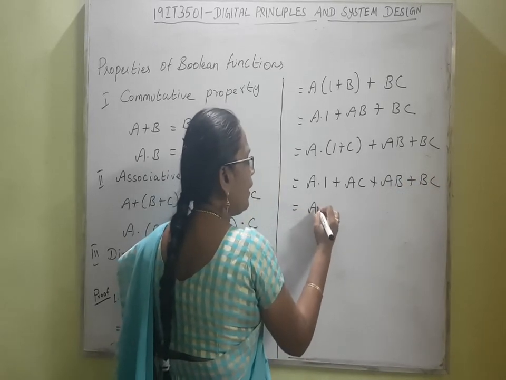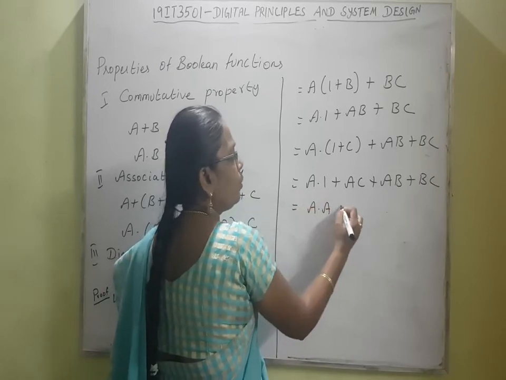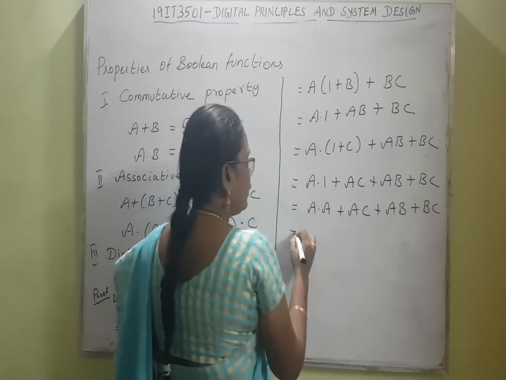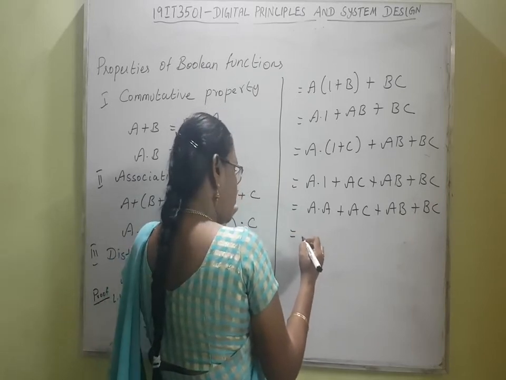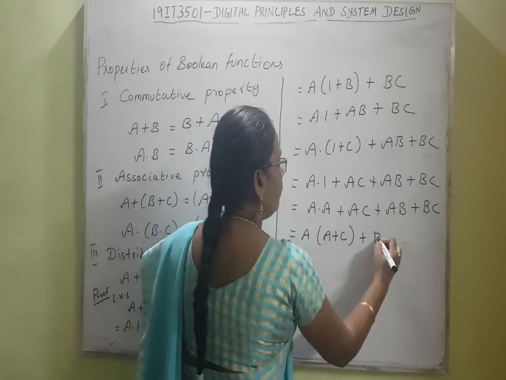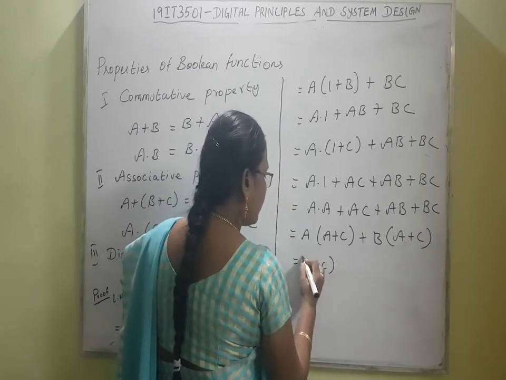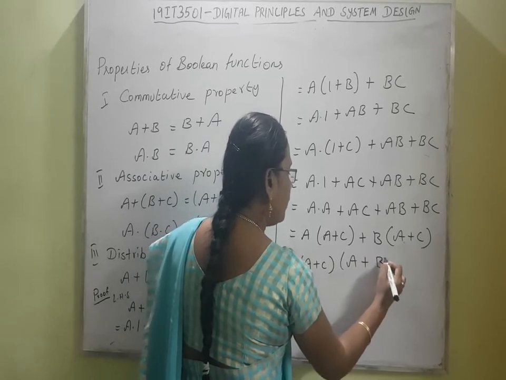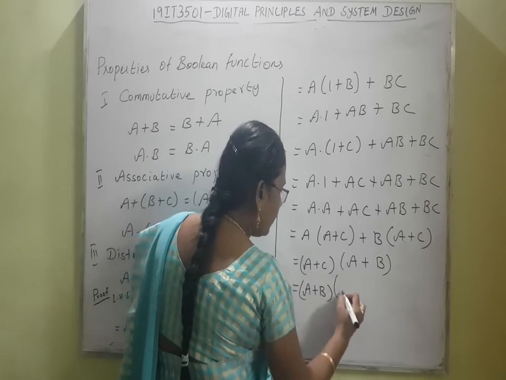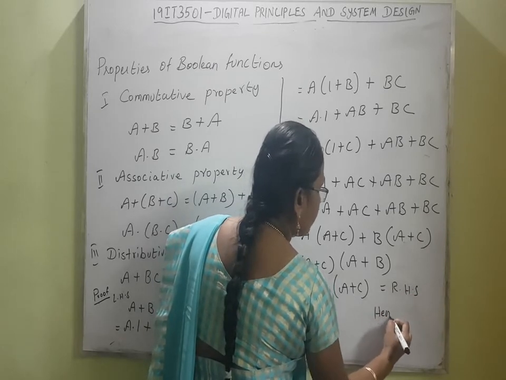Now A into A is A, and A into 1 is A. So I can write the same thing as A into A plus AC plus AB plus BC. Now this is equal to A into (A plus C) plus B into (A plus C). We take (A plus C) outside, which gives (A plus C) into (A plus B). By the commutative property, you can write it as (A plus B) into (A plus C), which is equal to the right hand side, and hence proved.